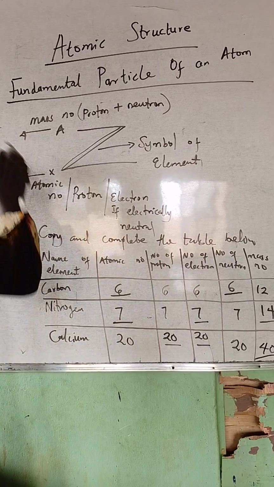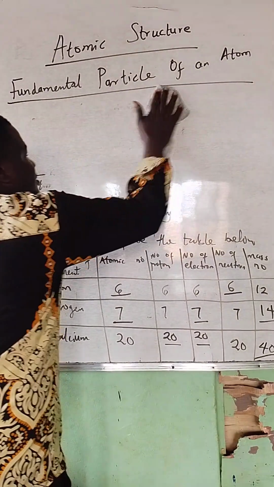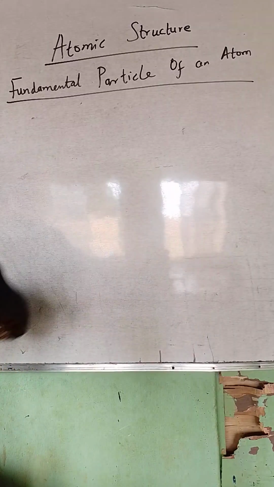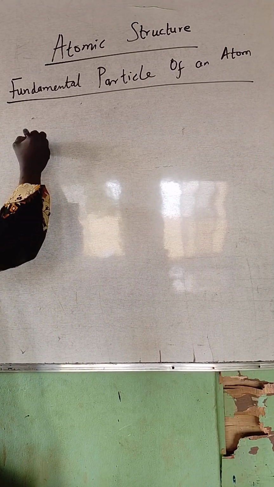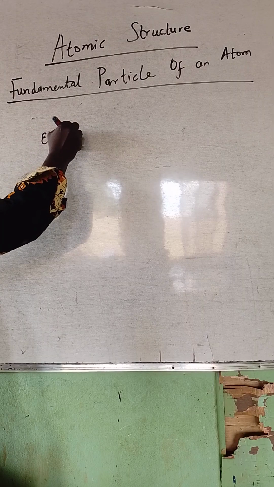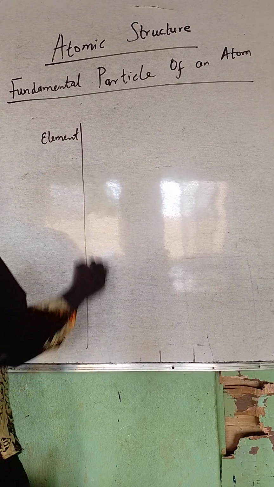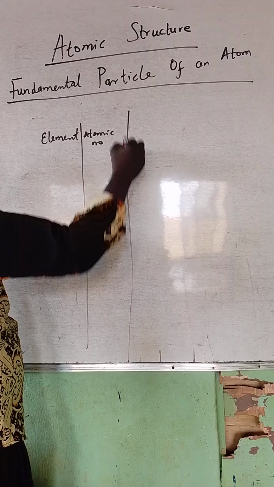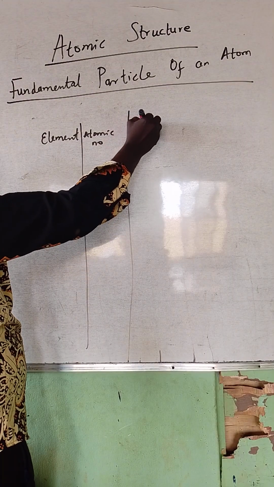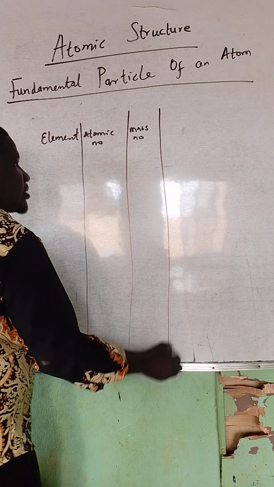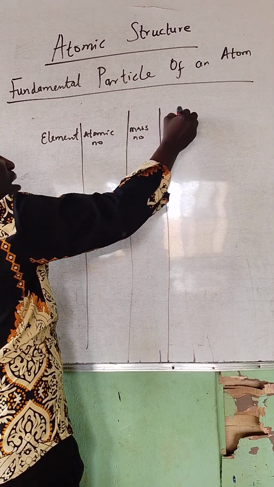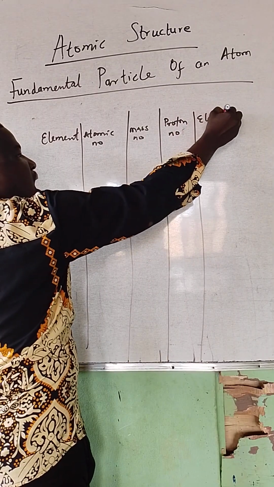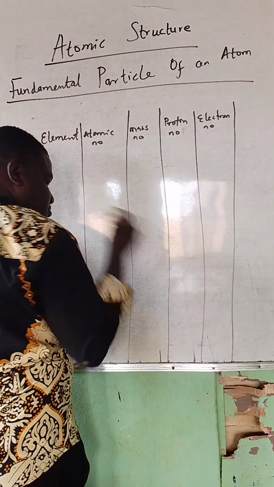So what about if it's electrically neutral? So you go like this. Element, atomic number, mass number, proton number, electron number, neutron number.